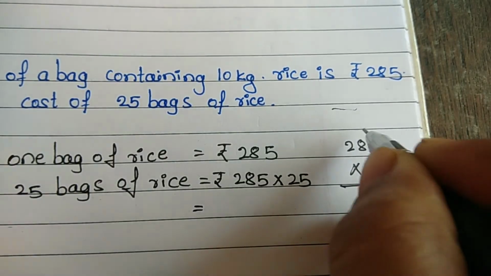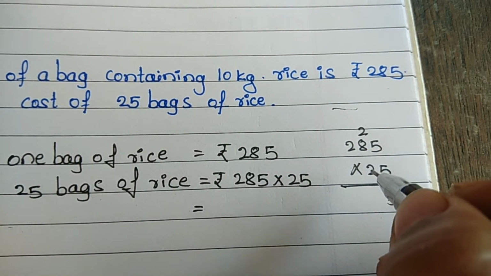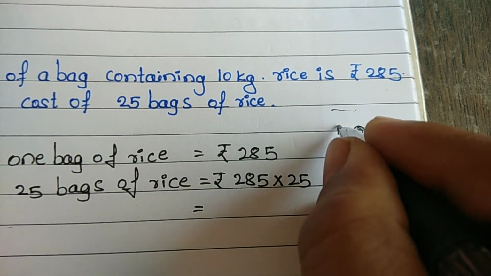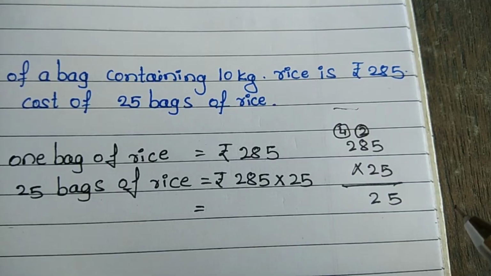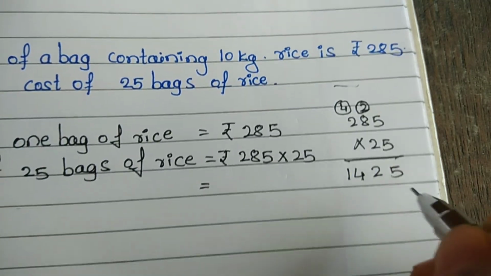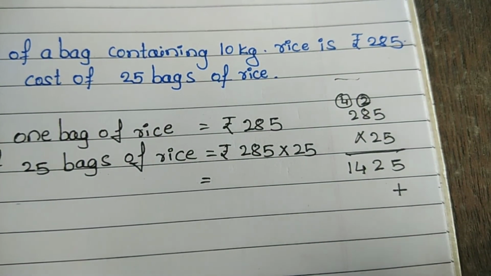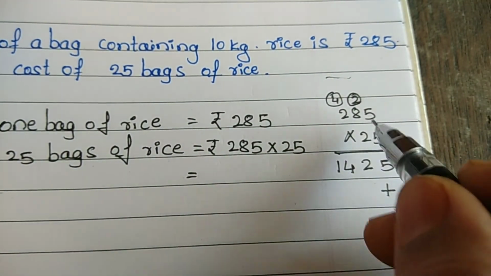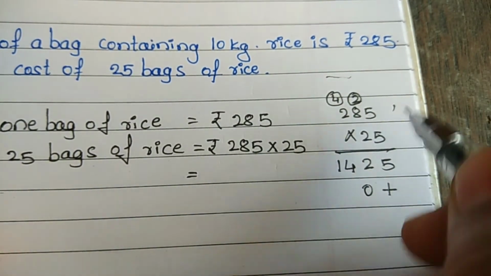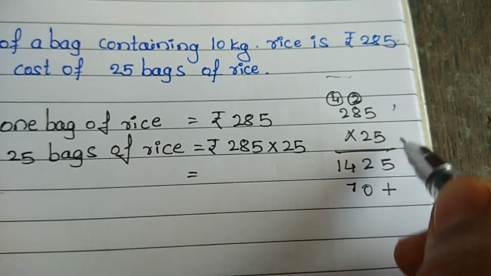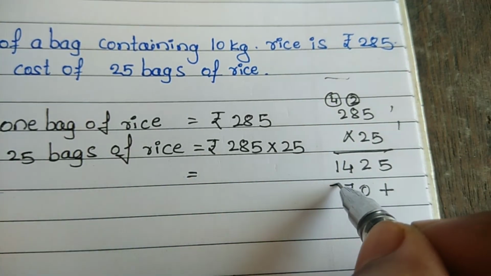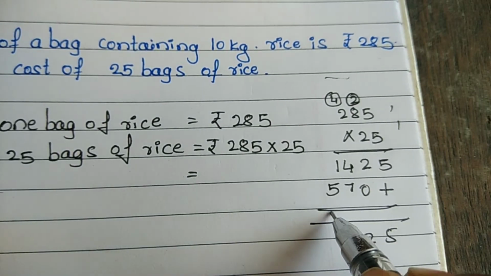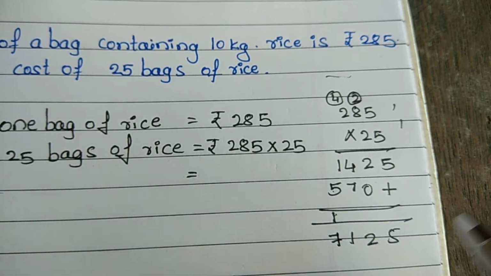5 5s are how much? 25. 5 8s are 40. 40 plus 2 is 42. Carry 4. Okay. 5 2s are 10. 10 plus 4 is 14. Here in the last digit we can put down a plus sign, otherwise a 0 sign. 2 5s are 10. Carry 1. 2 8s are 16 plus 1, 17. Carry 1. 2 2s are 4 plus 1, 5. Okay. 5, 2, 7 plus 4 is 11, 5 plus 1 is 6, 6 plus 1 is 7.